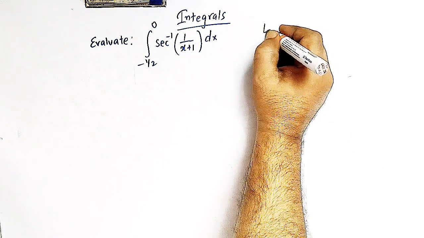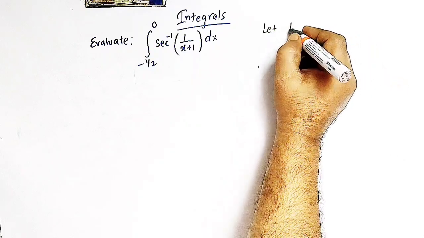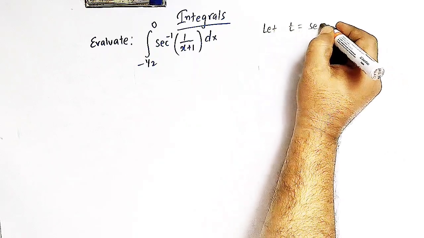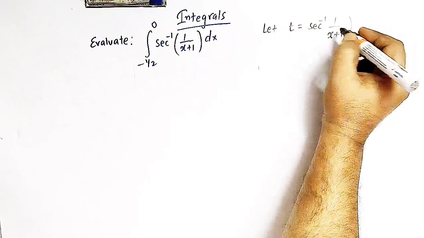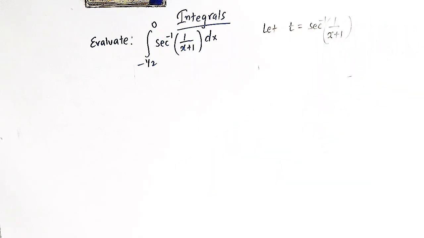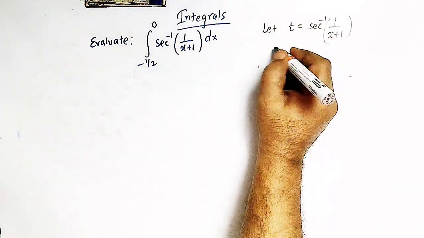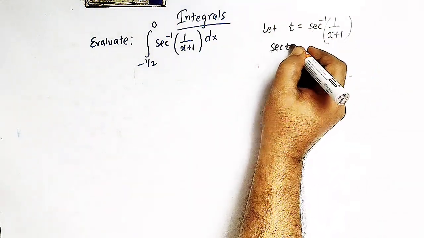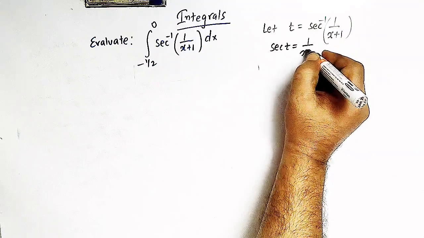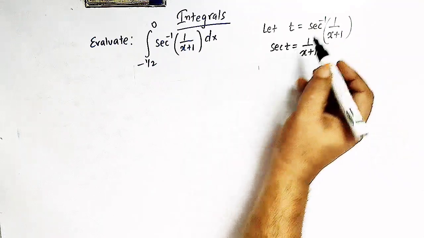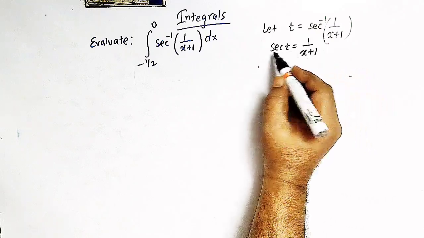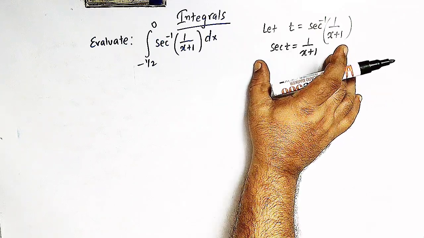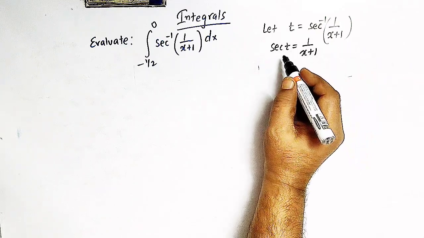So let us first substitute, say t is equal to secant inverse of 1 over x plus 1. We'll start with this substitution. So now we can write secant t is equal to 1 over x plus 1, right? So secant t is equal to 1 over x plus 1. So let us differentiate both sides with respect to t.